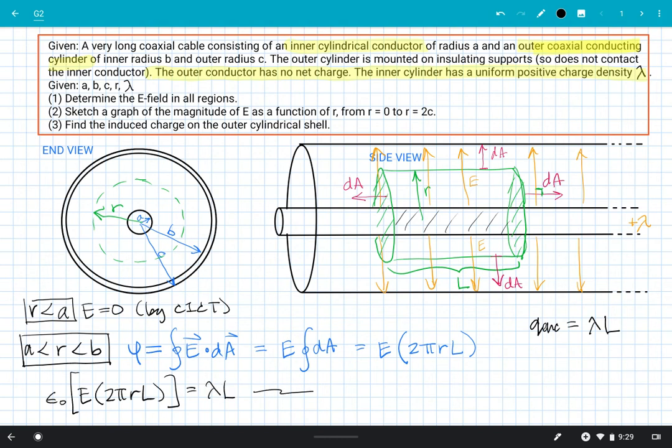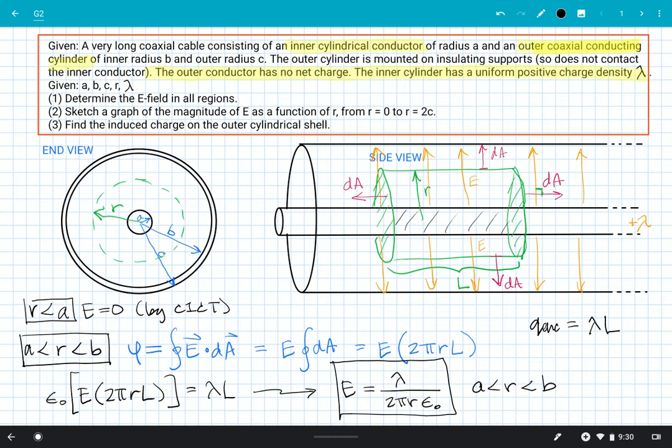And then I take that equation and I solve it for E, and I get lambda over 2 pi r epsilon naught. So this is the magnitude of the E field for r between a and b. So notice a couple things about it. Notice that it goes with 1 over r, not 1 over r squared. That's different from spherical symmetry, right? You're seeing a characteristic that's more of cylindrical symmetry here.